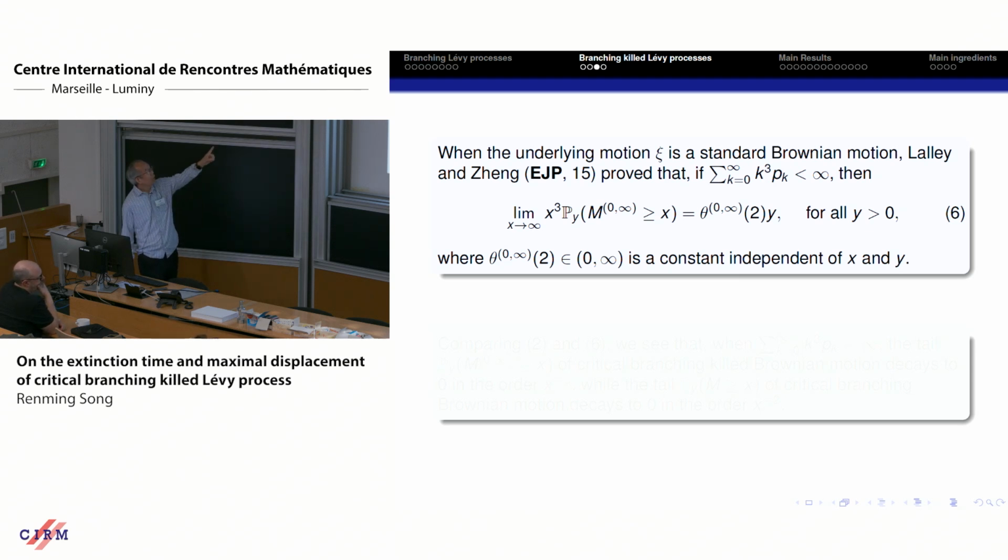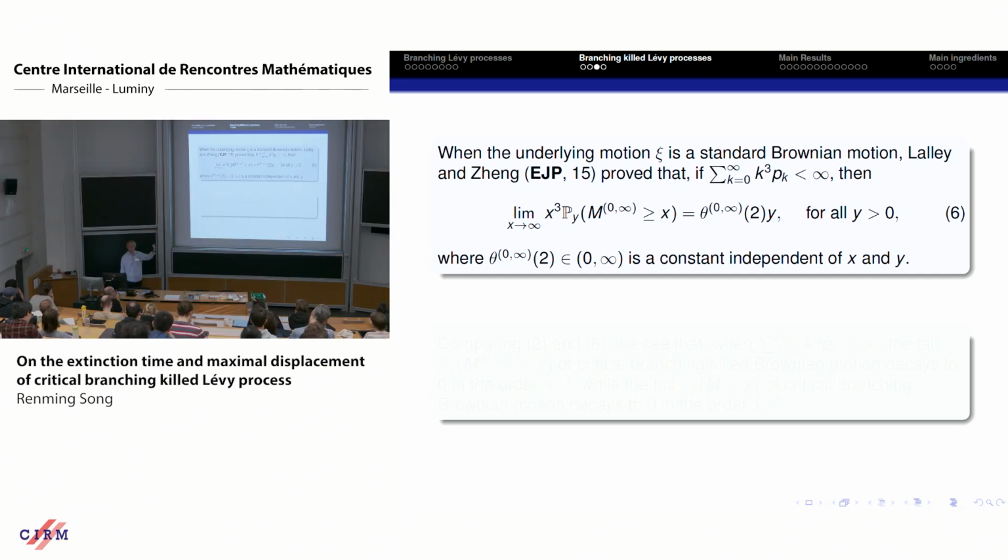Here I wrote down theta depending on 2 because later I'm going to assume that the offspring distribution is in the domain of attraction of a stable motion alpha. So in our case, 2 will be replaced by alpha. Here, of course, you don't have to write down alpha, but later alpha is going to appear, so that's why I wrote down the 2 here.